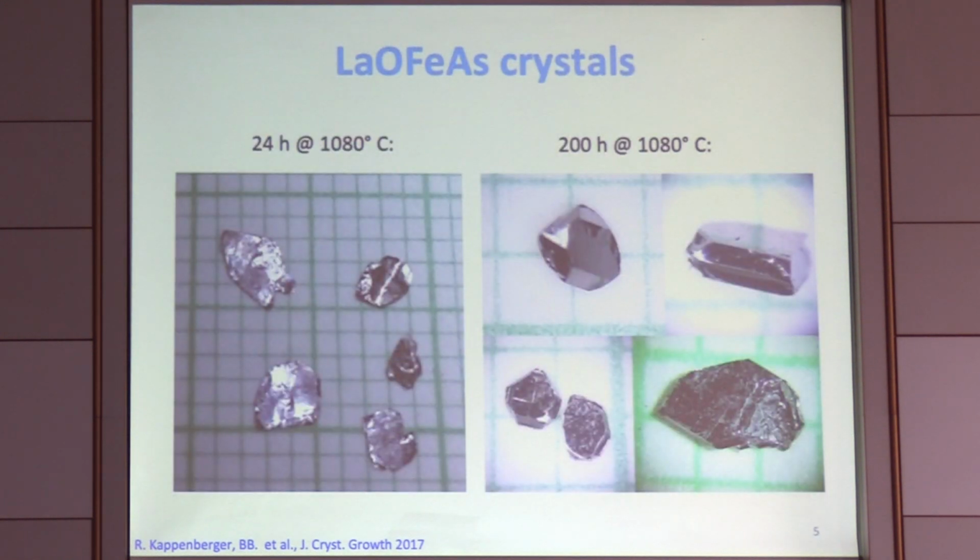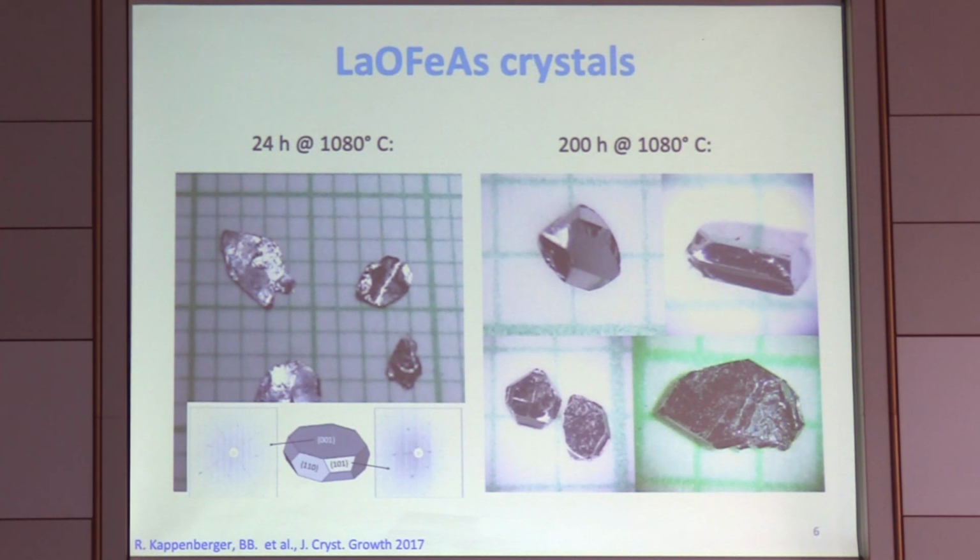At the end of the day, if you're lucky and you spend a lot of time optimizing the process, you end up with such large, nicely faceted single crystals, which look very nice. They also look very nice when you look at them with the loupe. So from a crystallographic point of view, they're pretty nice. And there's also a chance to get them even in the dimensions you need for neutron scattering, and that's what we are doing now.